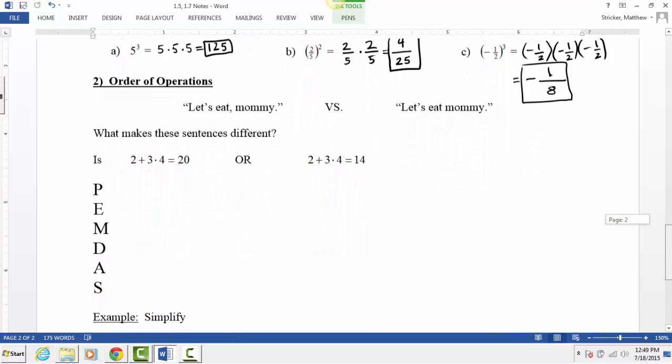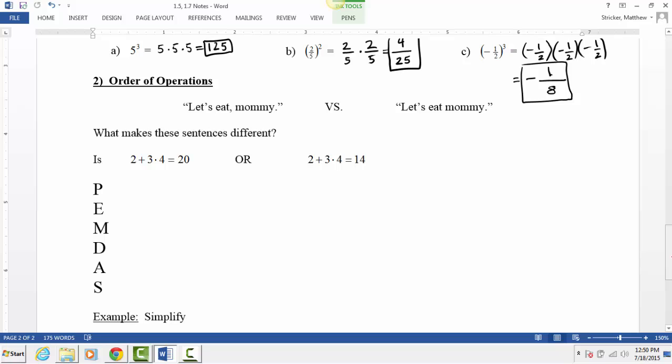And I want to start looking at order of operations by first taking a look at 2 simple sentences in English. And the only difference in these 2 sentences is there's a comma in the first one. The first one, if I were to read it, it would say, "Let's eat, Mommy." Whereas the second one, there's no pause there. There's no pause after eat. "Let's eat Mommy." Which I think you would agree makes a significant difference. So that's kind of why order of operations are important to math. It matters which operation we do first, otherwise the outcome is different.